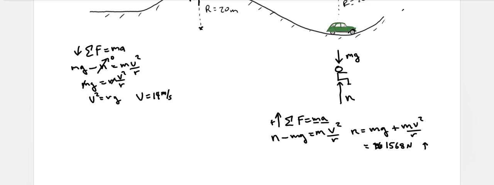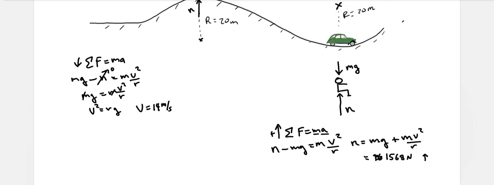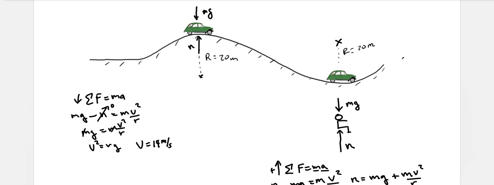And that's it. That should give us a decent example of how to draw free body diagrams and apply Newton's second law in these two-dimensional circular motion problems. I hope that this has helped you out.